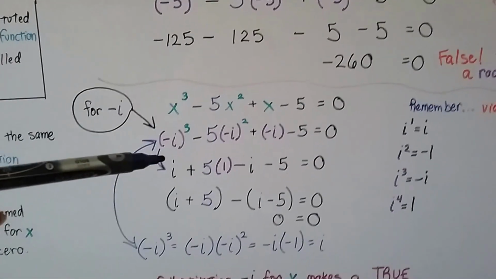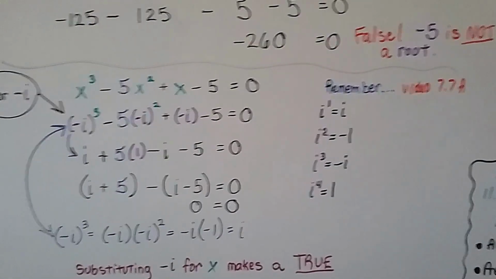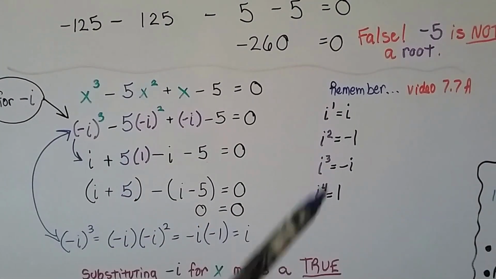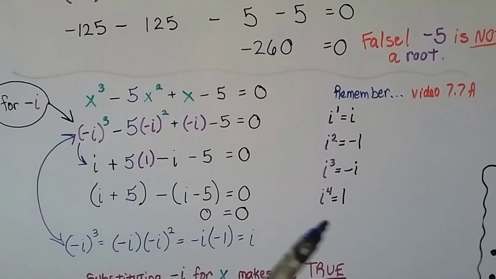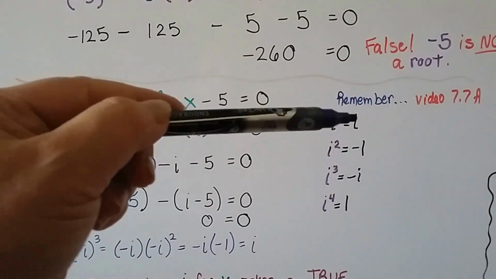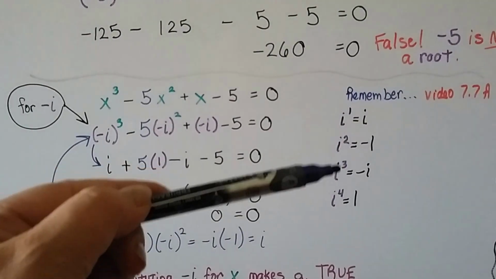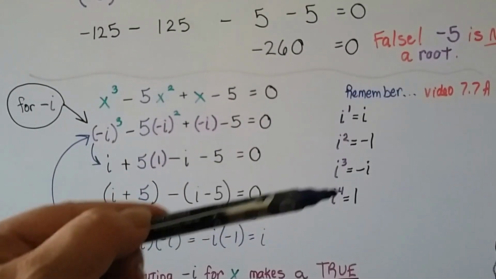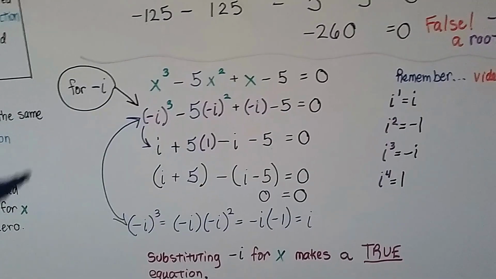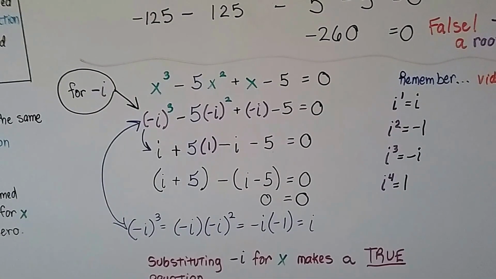We're going to put it everywhere there's an x, okay? So I want you to remember from video 7.7a, if you get confused about this i business, we talked all about i for several videos starting with 7.7a. And i to the first power is i, i squared is equal to a negative 1, i to the third power is equal to a negative i, and i to the fourth power is equal to 1. And we discussed that. So we're going to put a negative i everywhere there's an x.